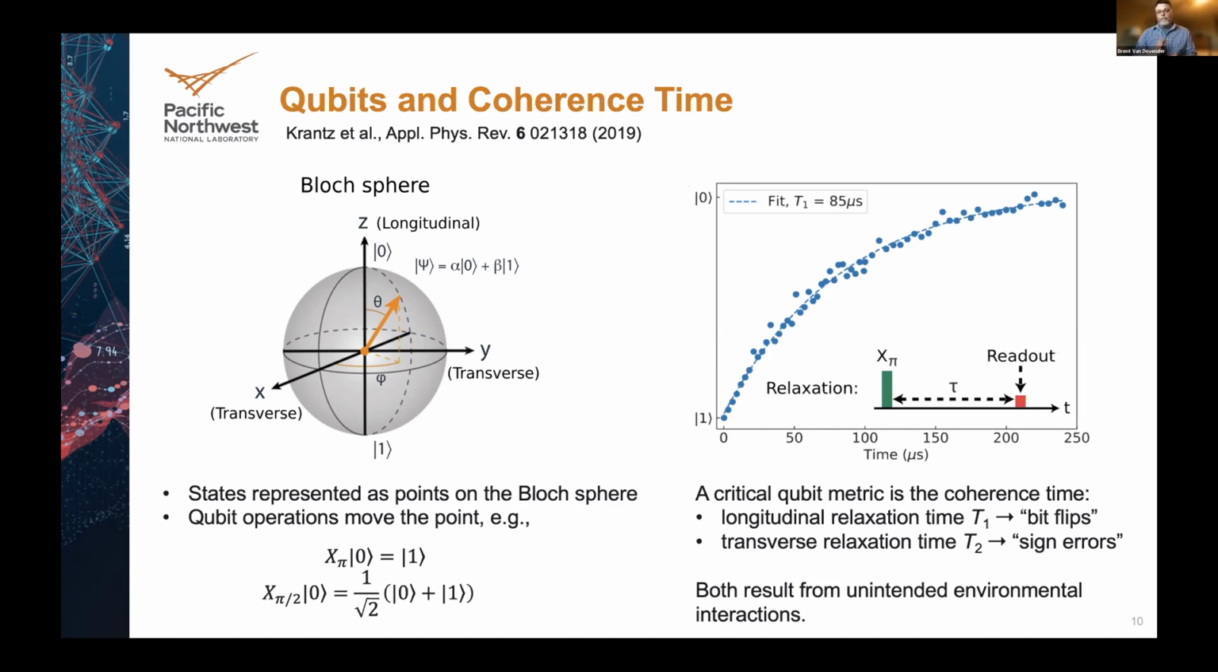And you do that many times to build up an average, and you do it for different times, and you can map out a curve like this, and you can see that it exponentially decays. And we take the coherence time as the time it takes to get to 1 over e. It's about 1/3 of its original polarization. This particular device, this is real data, has a characteristic T1 time of 85 microseconds. And we'll do this measurement many times throughout this talk.